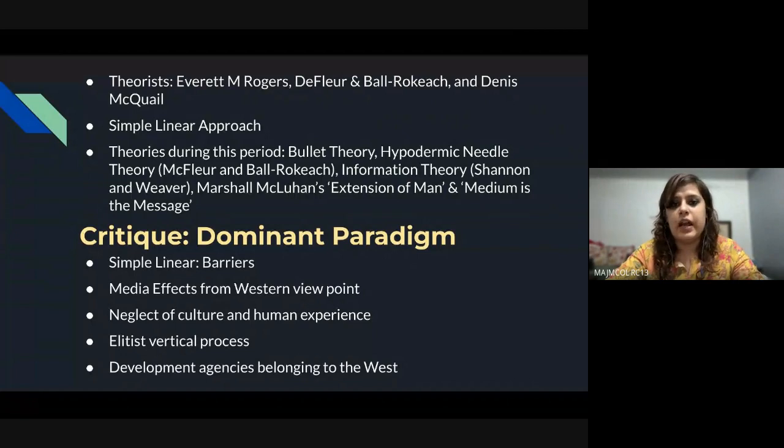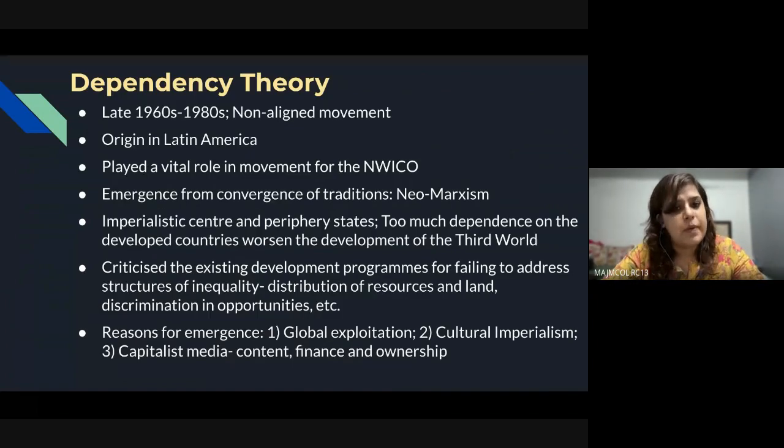And since a handful of people were disseminating information, giving out knowledge, the elitist vertical process was also being considered as a criticism of the dominant paradigm of development. And these development agencies, which brought about the dominant paradigm of development, belonged to the West. The second theory that came about after the dominant paradigm of development was the dependency theory.